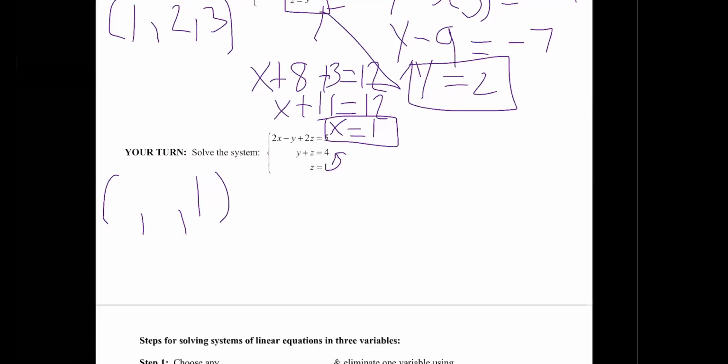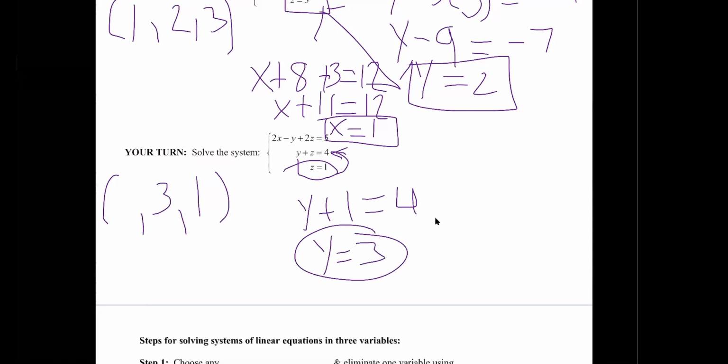This one. Since you already have your z, you're going to plug that into this equation that only has two variables, because if you plug in for the z, then you can get the y by itself. So this would be y plus 1 equals 4. If you solve that, you would just get y is 3.